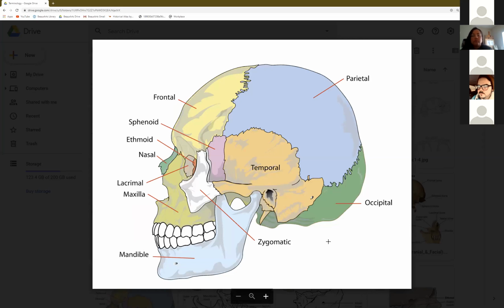So here's just a different diagram coloring the different bones differently. So you see the sutures separate the temporal from the frontal and parietal, etc. The occipital.